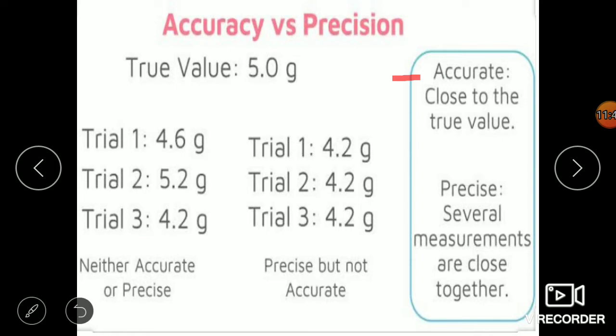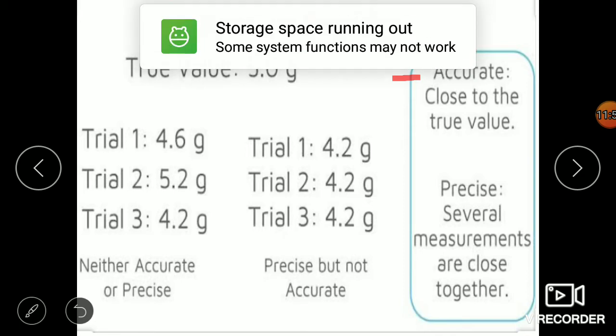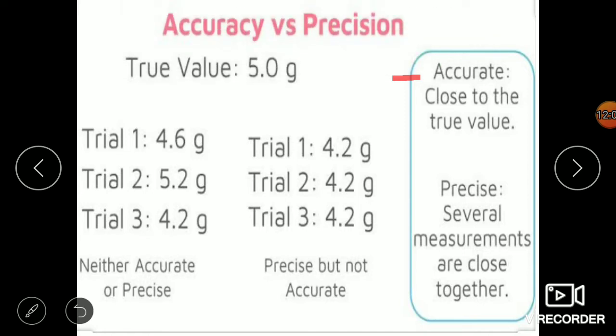In contrast, what is precision? Precision refers to the values that come again and again, that are being repeated. Several measurements are close to each other. So if you are performing an experiment and your values come out similar, then your experiment will be termed as precise. So that is the thing.